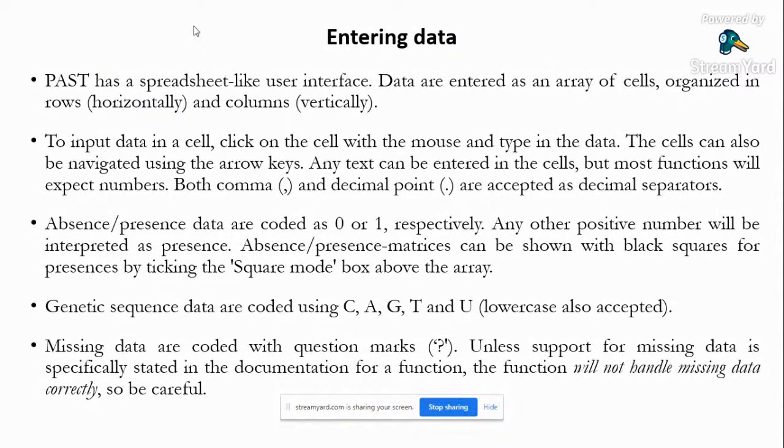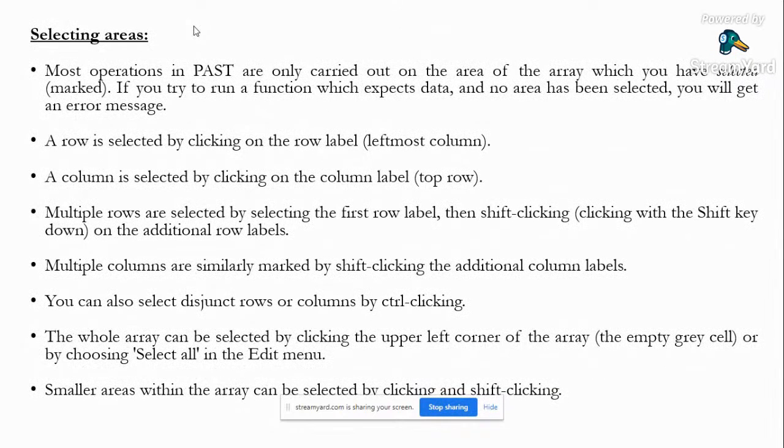Entering data in PAST is very simple. You saw that PAST is in the form of rows and columns. So you can simply type the data, or you can copy and paste the data from the Excel file. You can also write genetic sequence data coded using CAGTU. Lowercase is also accepted. And if there are missing data, you can put in a question mark. If you want to select a row, you can click on the extreme leftmost column, and the row will be selected. A column can be selected by clicking on the top row, and the entire column will be selected. This we will see gradually.